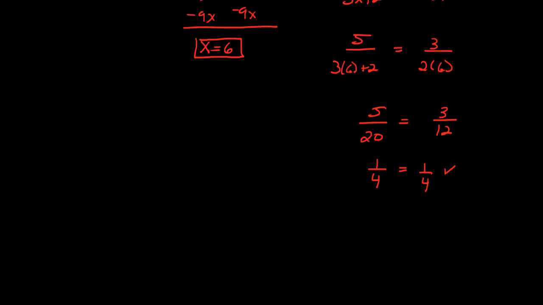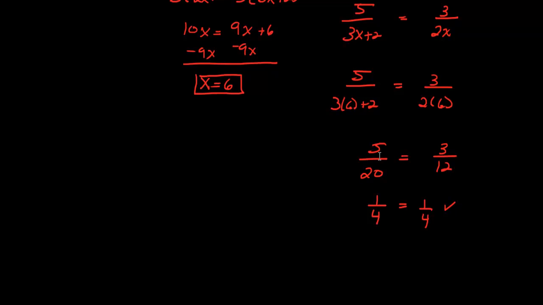So notice we get a true statement, which means that x equals 6 is a valid solution and it does not violate the constraints of our original problem.